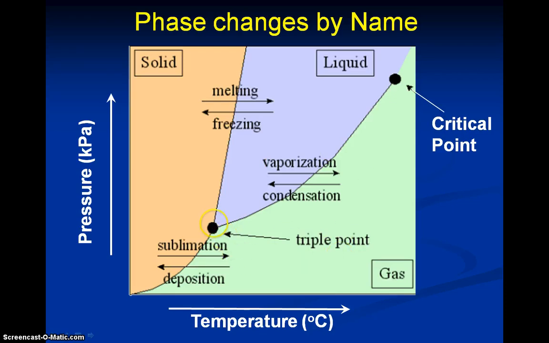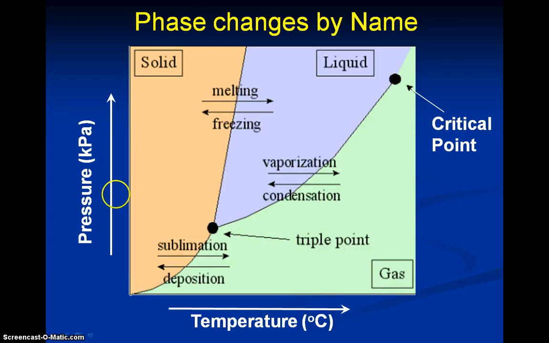If the temperature and pressure fall on one of the lines in between, it would be either a solid or a liquid. Here it would be a liquid or a gas, and the triple point is the special position of equilibrium. It's the temperature and pressure where it could exist as a solid, liquid, or gas.